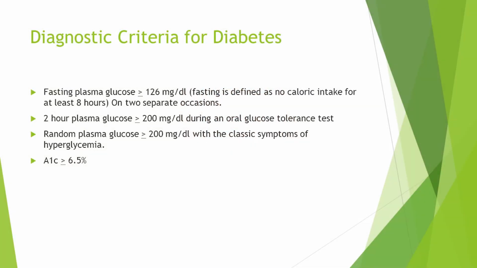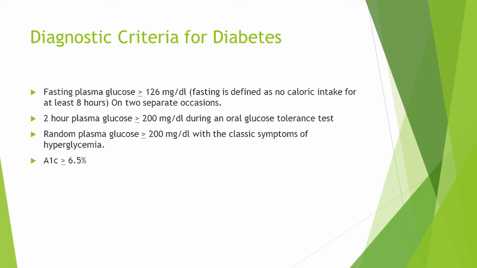Let's talk about how we make the diagnosis of diabetes. What are the diagnostic criteria? First, the most common way of making the diagnosis of diabetes is with a fasting blood sugar that you would go to the lab for and have blood taken out of your arm. You would need to do this on 2 separate occasions, and if your fasting blood sugars are greater than or equal to 126, that would constitute the diagnosis of diabetes. And please note, this is after 8 hours of no caloric intake.